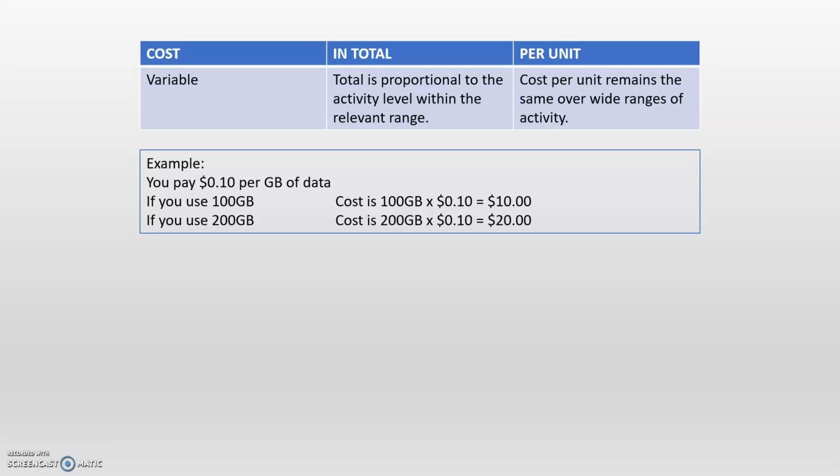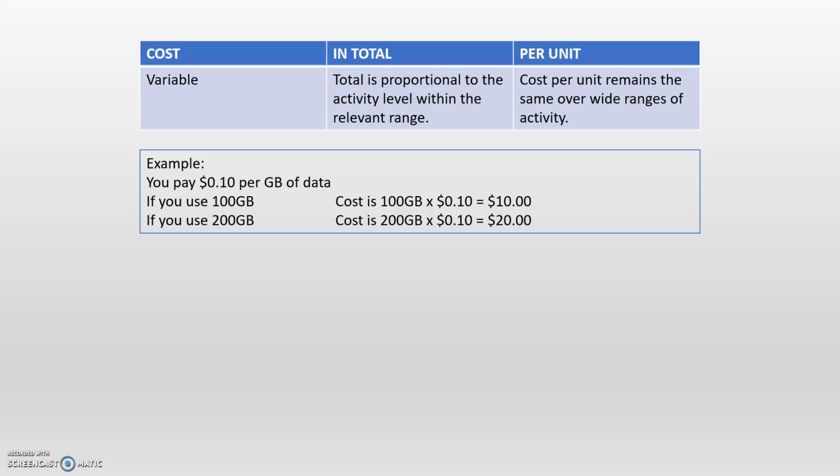The total dollar amount of variable cost is proportional to the activity level and varies in direct relation to the level of activity. This means that if the activity level doubles, the total dollar amount of the variable cost also doubles. However, variable cost per unit remains the same over wide ranges of activity.